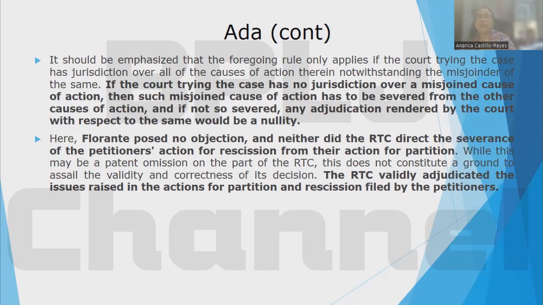If the court trying the case has no jurisdiction over a misjoined cause of action, then such misjoined cause of action has to be severed from the other cause of action. If not, any adjudication rendered by the court with respect to the same would be invalid. In this case, Florante posed no objection, and neither did the RTC direct the severance. Thus, the RTC validly adjudicated the issues raised in the actions for partition and rescission filed by the petitioners.